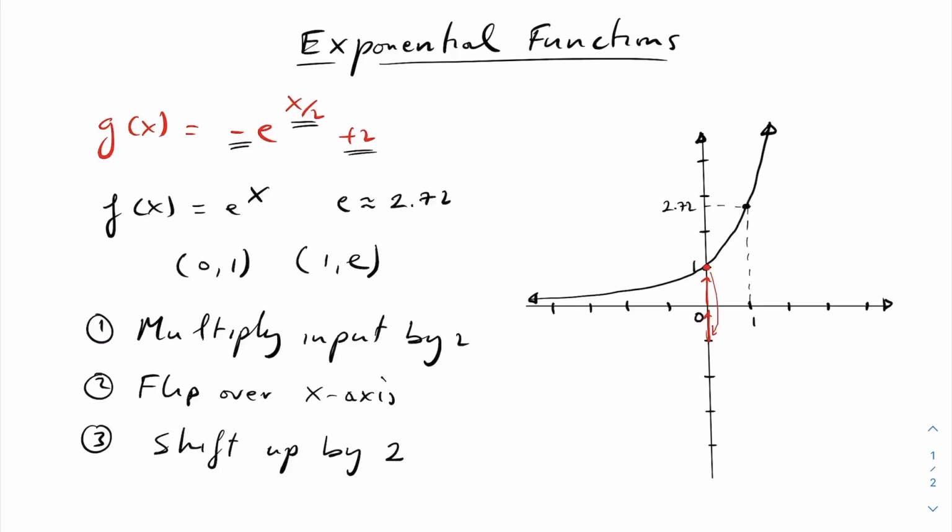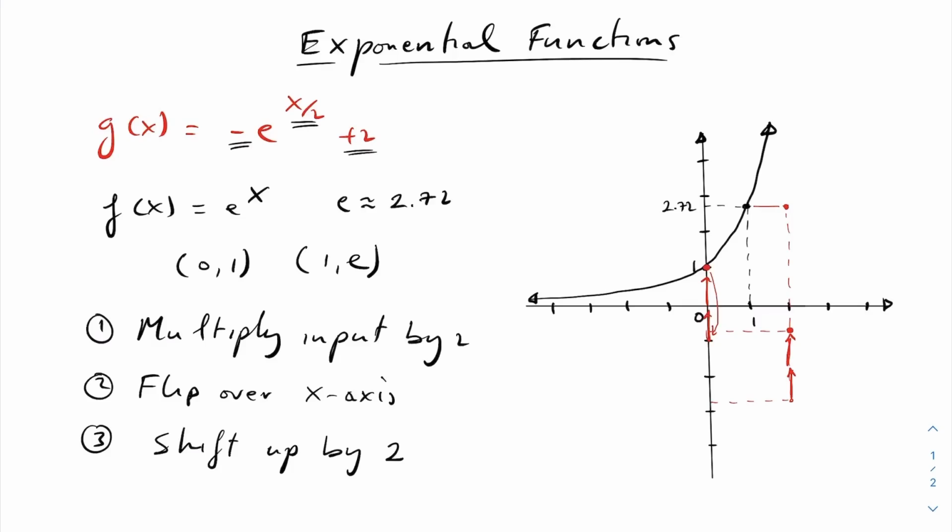Then let's look at the point of coordinate 1, e. Multiplying the input by 2 will give us the point of coordinate 2, e. Then flipping the point over the x-axis will give us the point of coordinate 2, -e. And finally, a shift up by 2 would land us to the point of coordinate 2, -0.72.